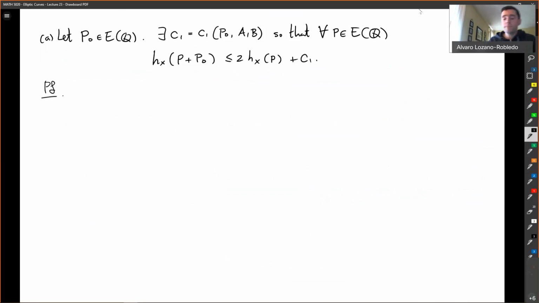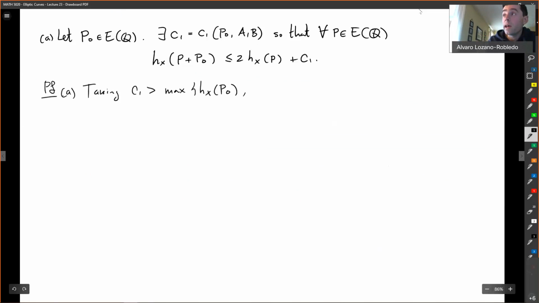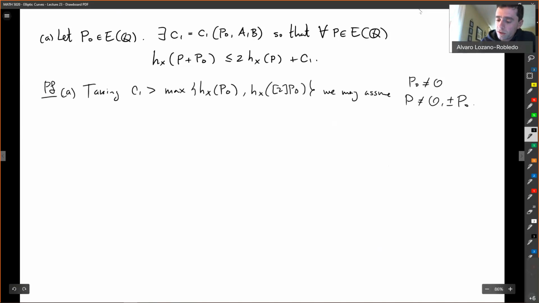First, taking C1 to be larger, so whatever constant we get, make it also larger than the max of the height of P0 and the height of twice P0. Okay, we may assume that P0 is not O and that P is not O or plus minus P naught.